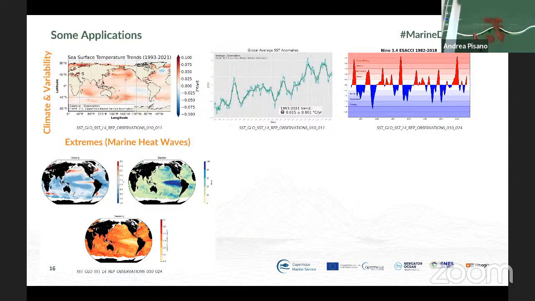You can use multi-year products to evaluate extremes such as marine heat waves. In this case, I used the ESA-CCI product covering the same period, 1982 to 2018, to estimate some of the main properties of marine heat waves. And you can see the mean intensity in terms of temperature anomalies, the mean duration, and the mean frequency at the global scale.